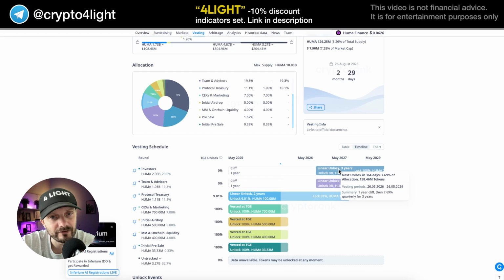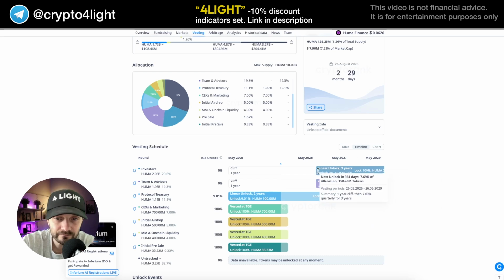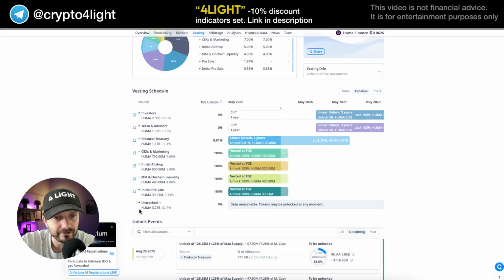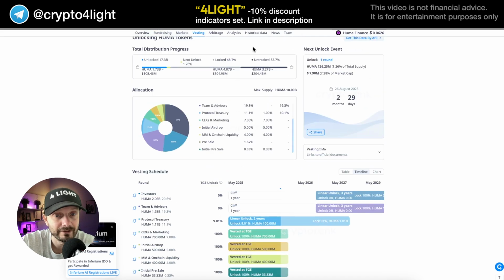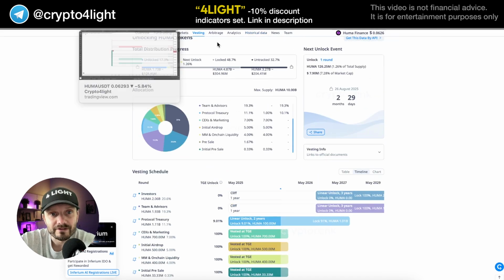What the price will be until that time, it's hard to say. Most likely, I believe in the bullish uptrend for summer or autumn, or at least spring 2026, right? But I don't like stuff like this one. Untracked. Data unavailable. Tokens may be unlocked at any moment. 32% of supply. It's kind of weird. It's always kind of weird.